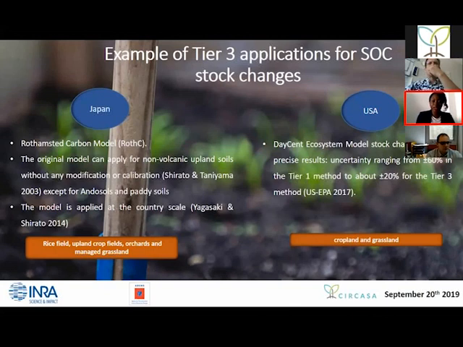In the US, they use the DayCent ecosystem model to model the stock changes in cropland and grasslands. More precisely, the uncertainty is reduced by up to 20% with this method compared to lower tiers.